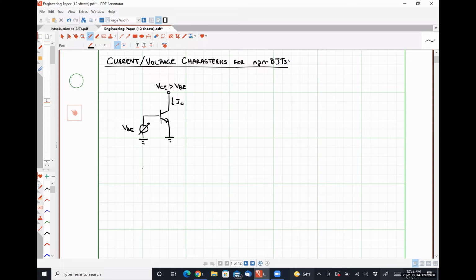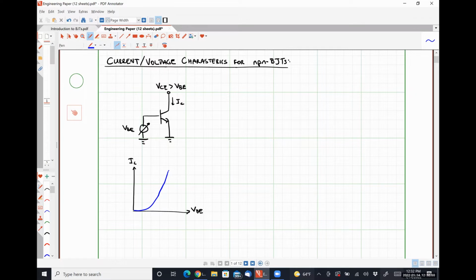So if we plot IC versus VBE, what we should expect to see is something like this. For very small values of VBE, there's practically no collector current, and then as VBE gets larger and larger, we see some exponential growth. This curve should look practically identical to that of a diode, because it's effectively what's happening, right?